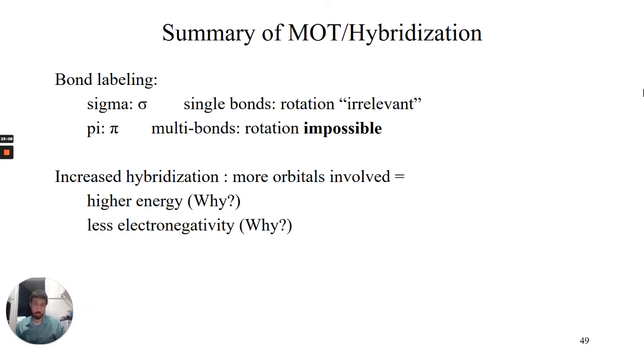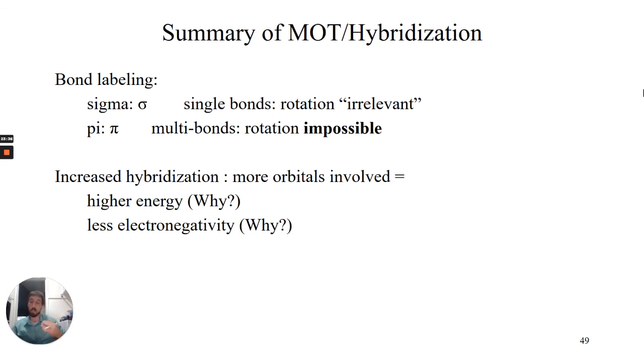The next one is dealing with hybridization. Increased hybridization means more orbitals are involved. The more orbitals you bring into it, you move that hybrid orbital to a higher energy. Why? Well, the orbitals you're bringing in are more p orbitals, and p orbitals are higher in energy than s. If we push that even further and add d orbitals, those are even higher, so those hybrids would be even higher than that.